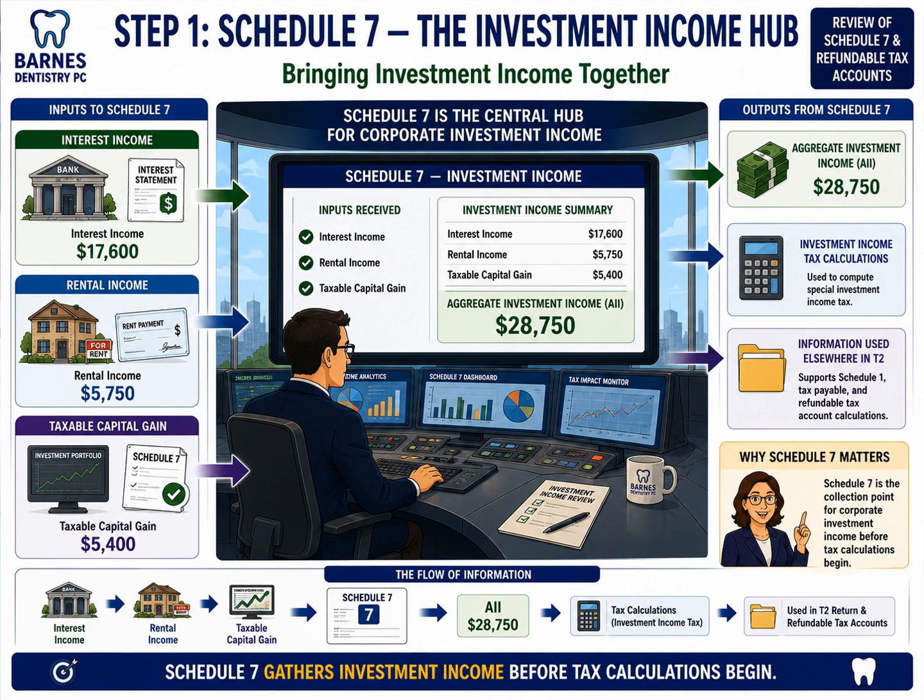The key takeaway from this slide is simple. Schedule 7 is the central hub of corporate investment income for Barnes Dentistry. It gathers interest income, rental income, and taxable capital gains, and combines them into aggregate investment income of $28,750. That information then becomes the foundation for several important tax calculations throughout the corporate return. In the next step, we'll see how Schedule 7 connects to refundable tax accounts and why investment income can eventually create future tax refund opportunities.